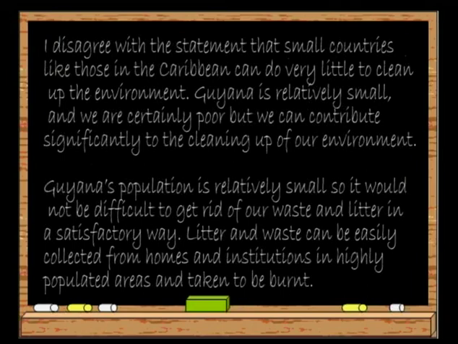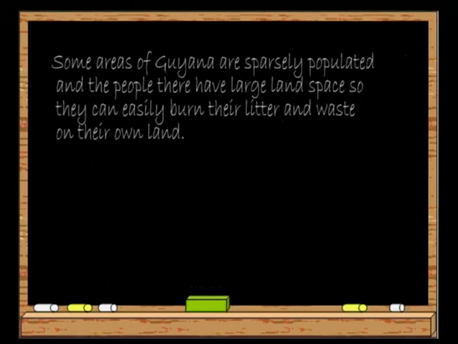Guyana's population is relatively small, so it would not be difficult to get rid of our waste and litter in a satisfactory way. Litter and waste can be easily collected from homes and institutions in highly populated areas and taken to be burnt. Some areas of Guyana are sparsely populated, and the people there have large land space, so they can easily burn their litter and waste on their own land.